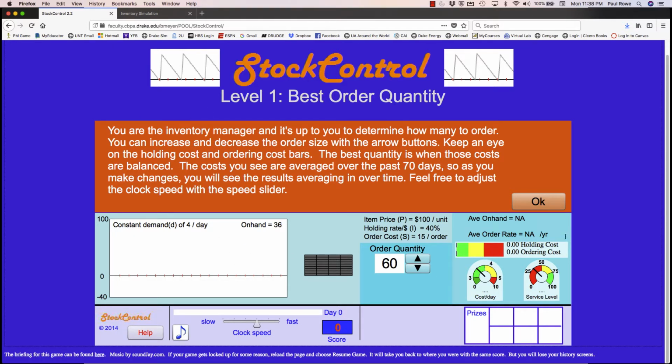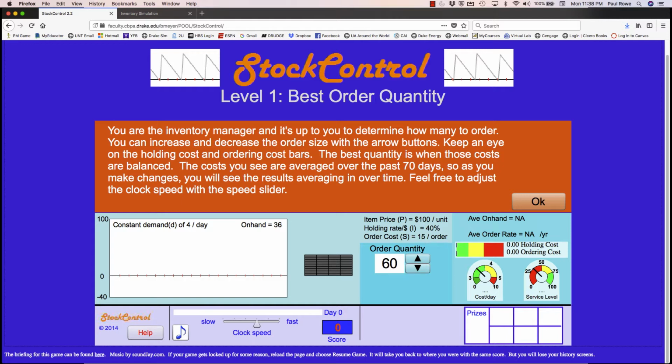Go ahead and read the instructions. And over here we have the holding and ordering costs. And again, you're going to want to make these even out. You have your cost per day and your service level, so you can watch them. But for the first level, you're going to be mainly focusing here, and you're going to want to get both bars in the green. And what you can do is increase or decrease your order quantity.